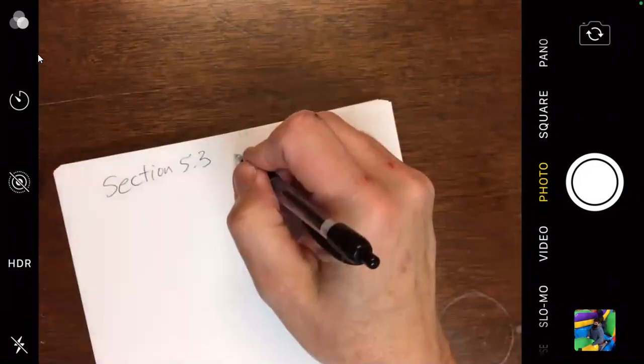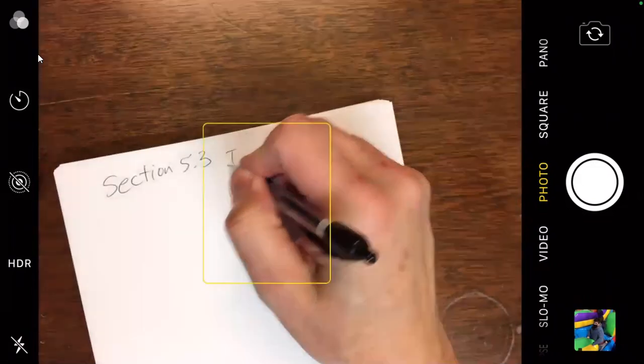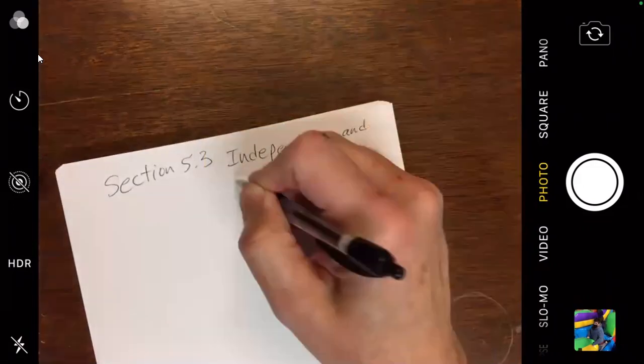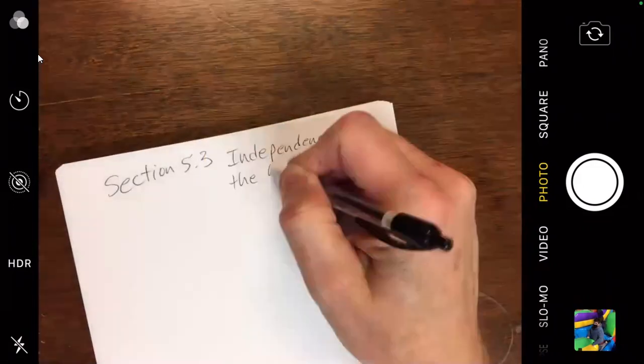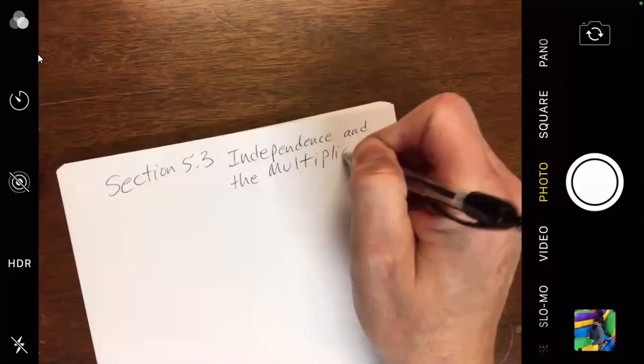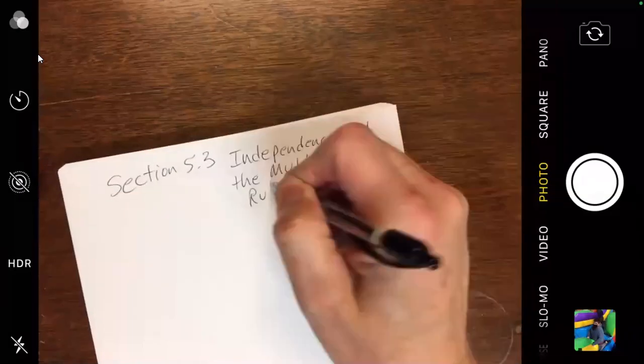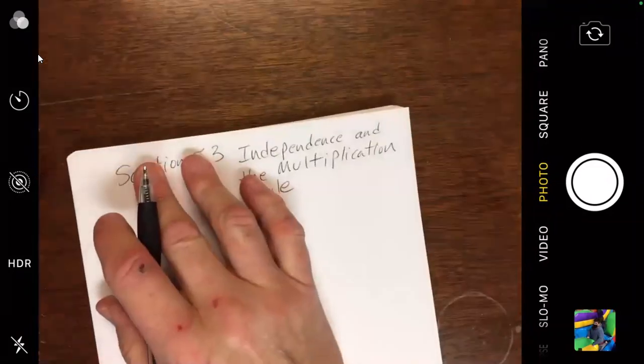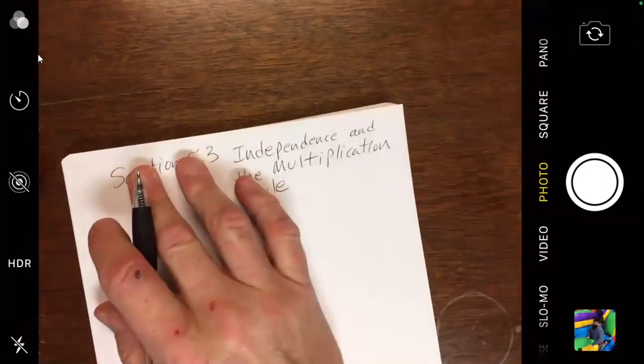And it is the independence and the multiplication rule. Okay, I think I'm just trying to work through some problems.